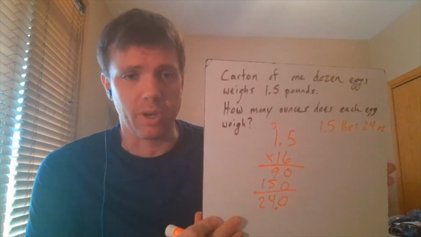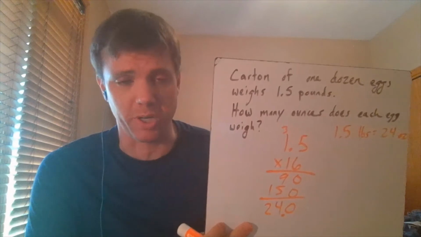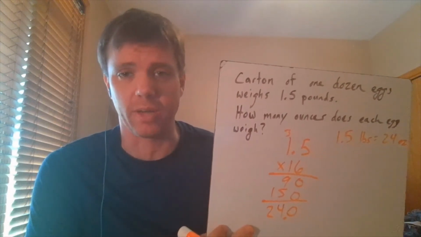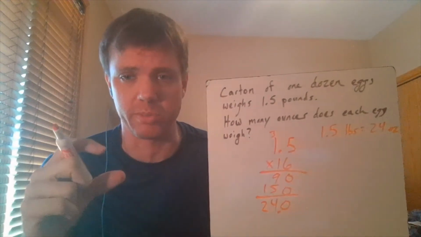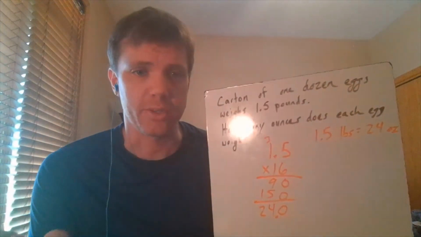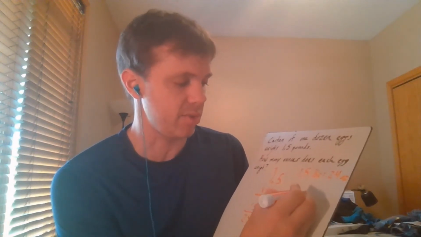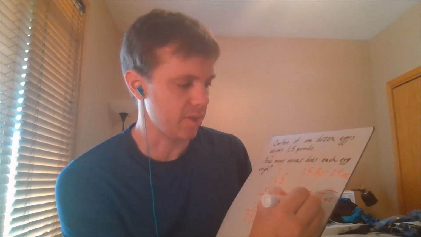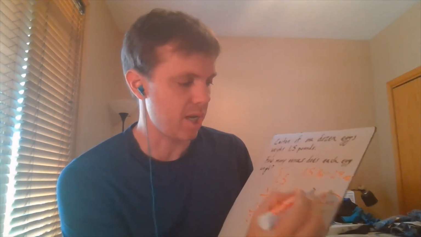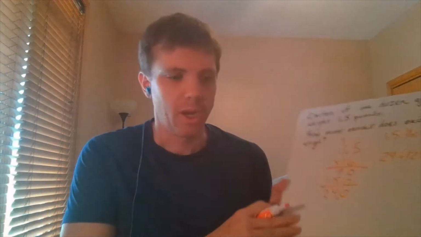Okay, so our total ounces is 24, but that's for all 12 eggs. We want to know just one egg. Obviously, we're going to now divide, because we need to break that 24 into smaller chunks for each egg. So it's going to be 24 divided by 12, which probably most of you have already guessed is 2 ounces. So our answer is that each egg weighs 2 ounces. Cool? Cool. All right, let's take a look at number 1.